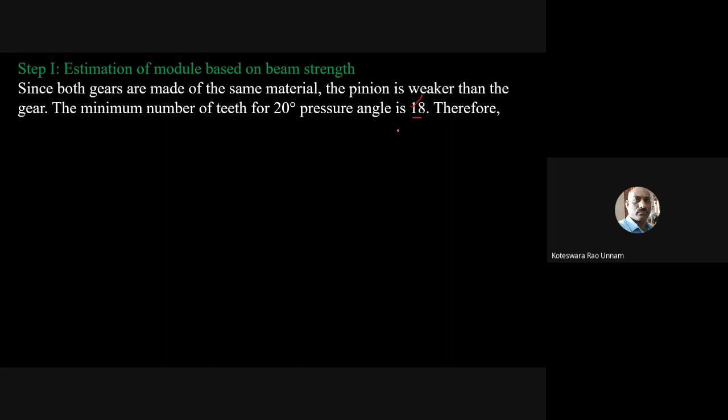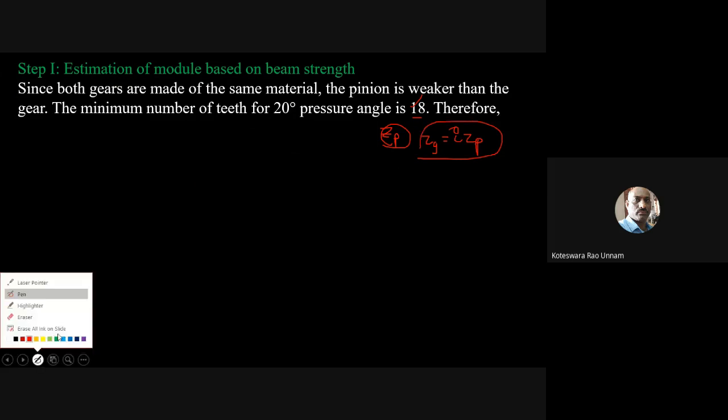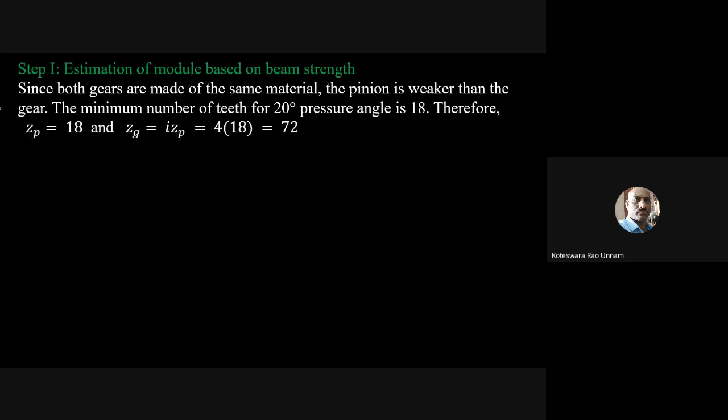So we know the number of teeth on the pinion. Since he has given the velocity ratio, based on that you can calculate the number of teeth on the gear also. The number of teeth on the gear, ZG, is nothing but the speed ratio into ZP. Those two calculations I will show now. ZP is 18 and ZG is I into ZP.